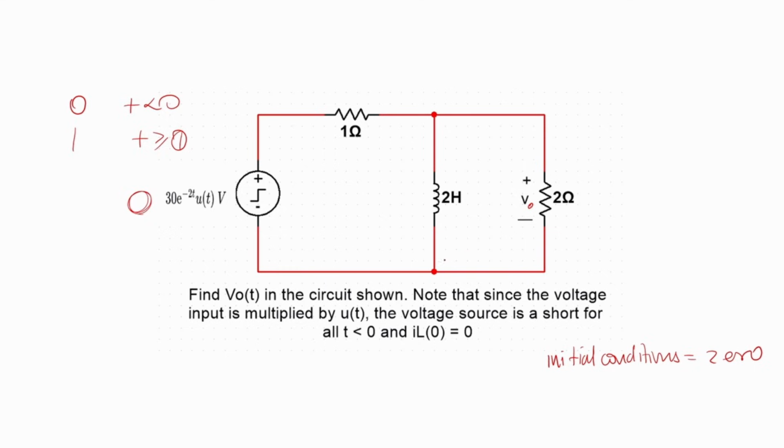That's how to analyze the circuit. The voltage source is a short for t less than 0, and the initial current through the inductor is 0. We've established that, so let's get to solving. We're going to transform this into the frequency domain equivalent. Remember, since there are no initial conditions, all the same elements present in time will be present in frequency. If you had initial conditions, then you need to add a voltage source or a current source to account for that, depending on how it is.